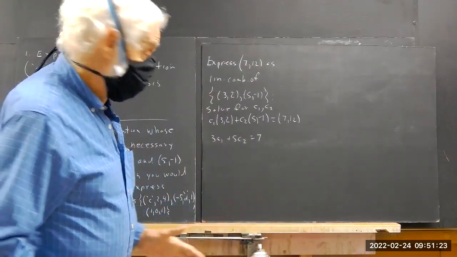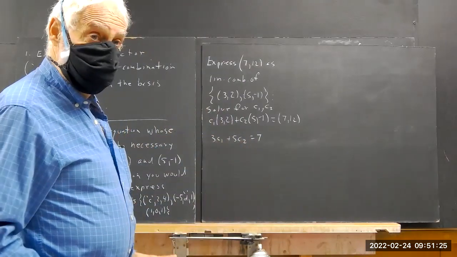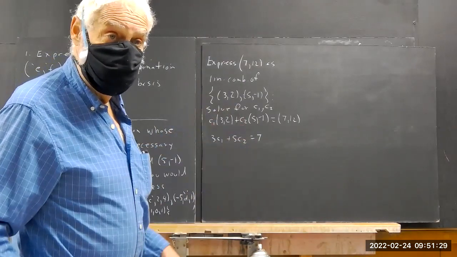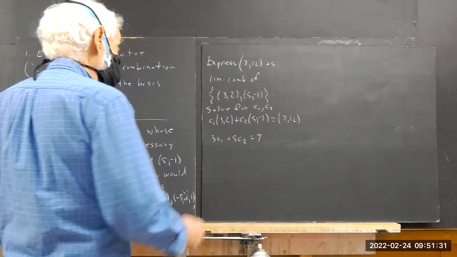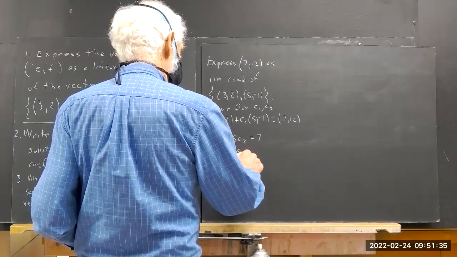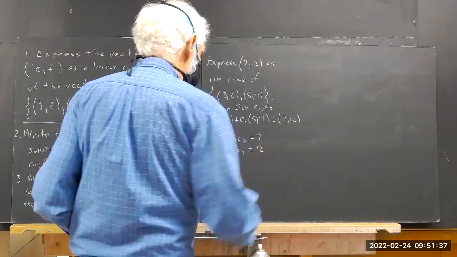Okay. If you can't directly translate it, then I could translate it. So correct me if I'm wrong. But anyhow, you then have 2C1 minus C2 equals 12.